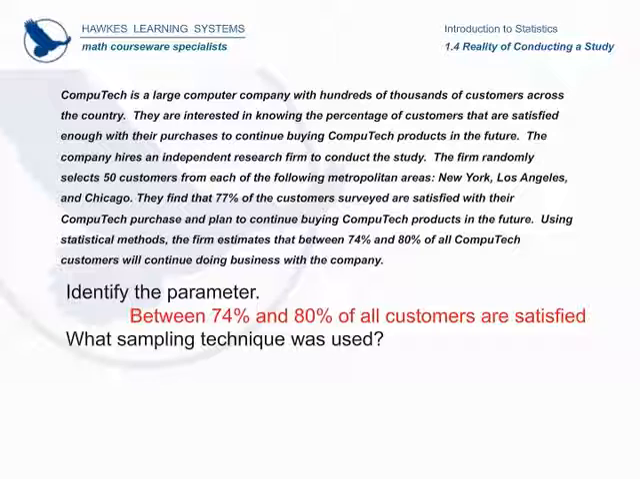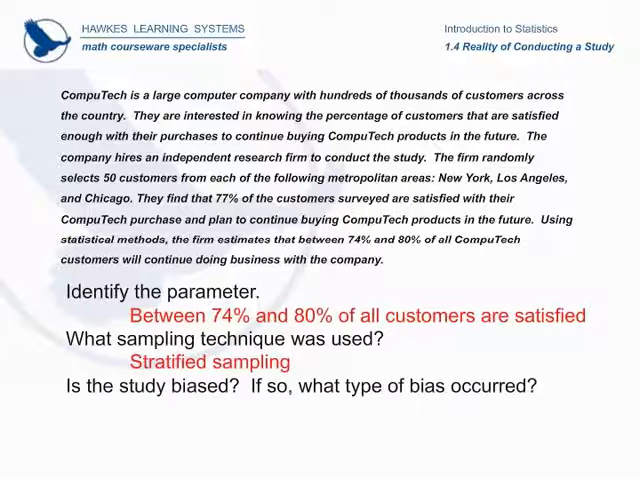What sampling technique was used? Stratified sampling. We took the population, divided it into metropolitan areas of New York, Los Angeles, and Chicago, and then we selected the same amount of customers from each of those strata to participate in our research.